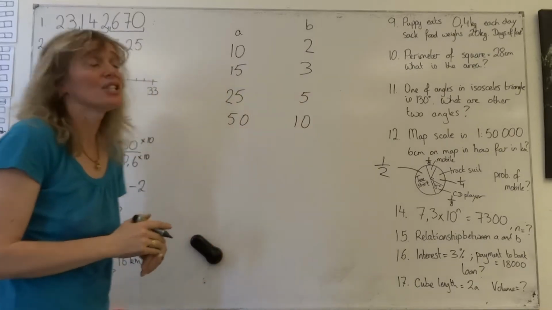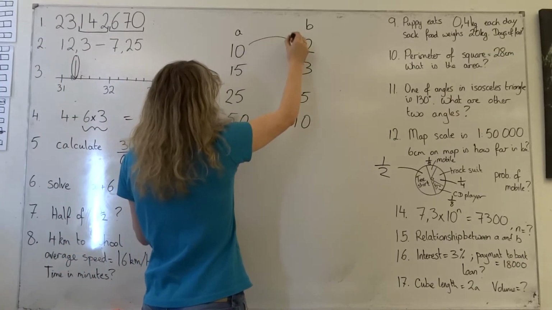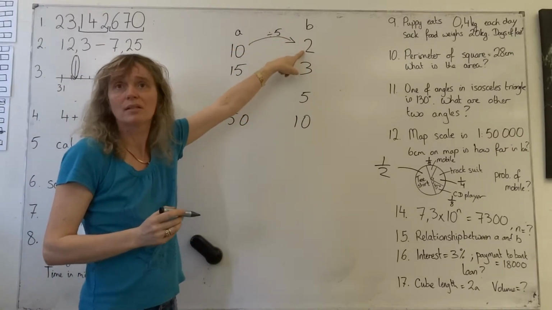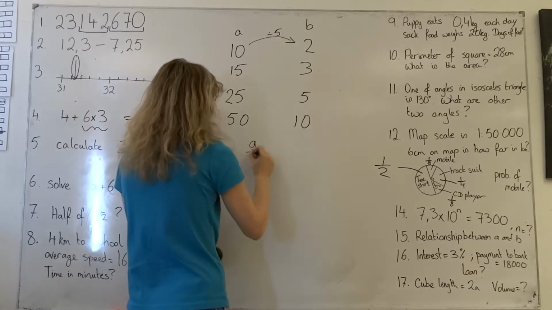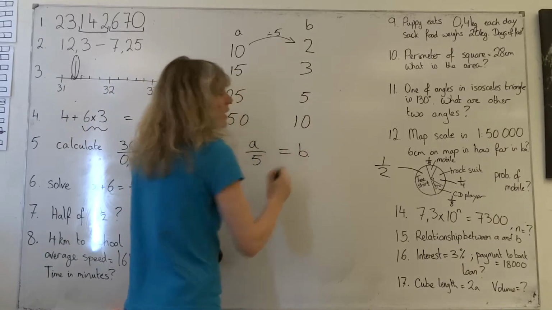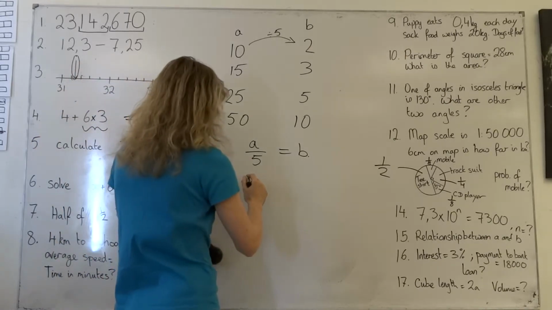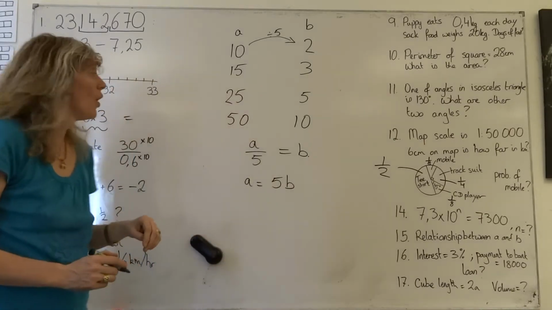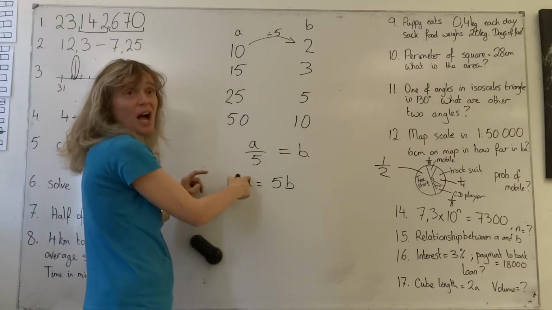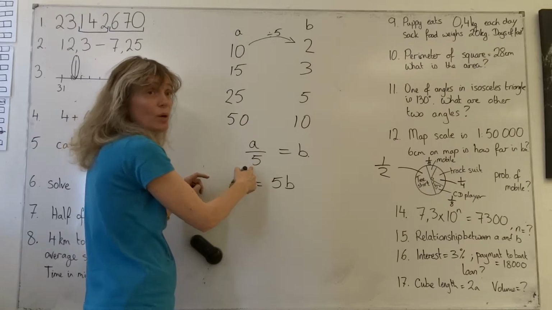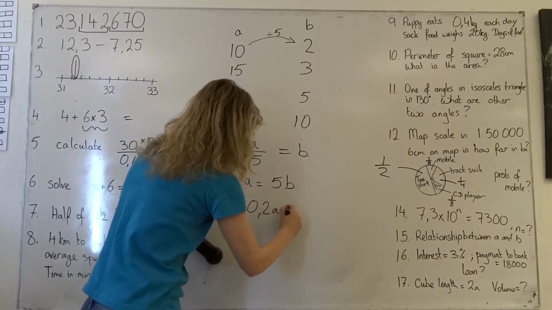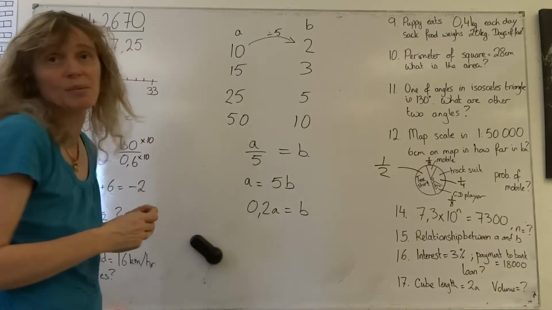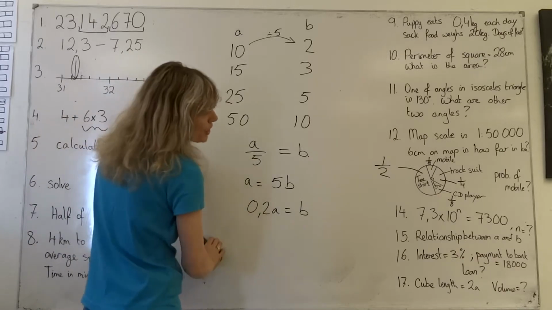So we can see the relationship quite easy here. If we divide A by 5, we get what B is. So we can write it like that. We can say A divided by 5 equals B. Or we can say that A is 5 lots of B. Or we can say that 1 divided by 5 is the same as 0.2. So we could say that 0.2 of A equals B. So all of those things are acceptable as answers. It's just the relationship between A and B.